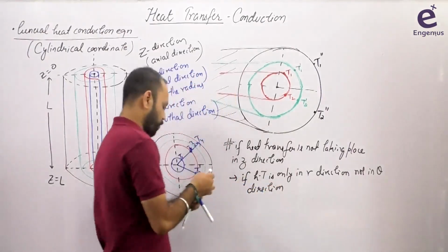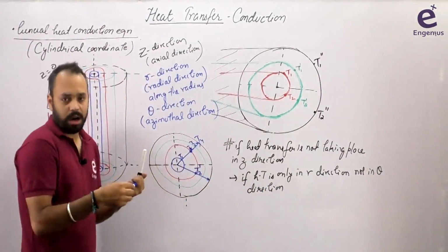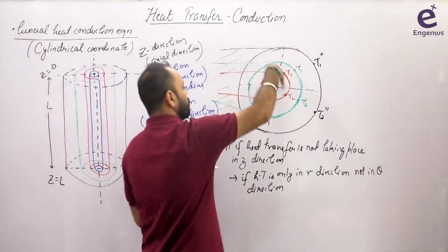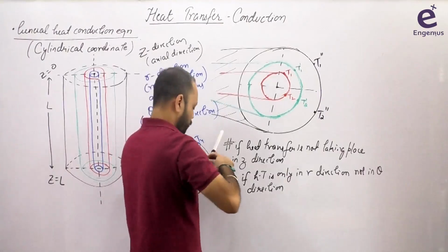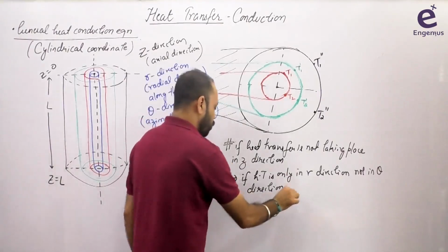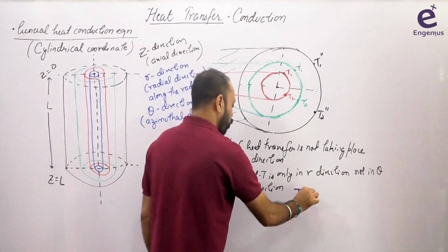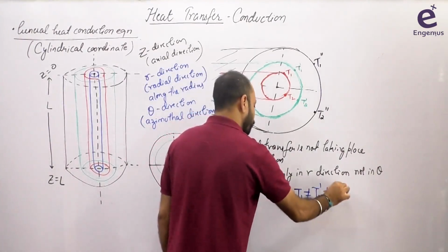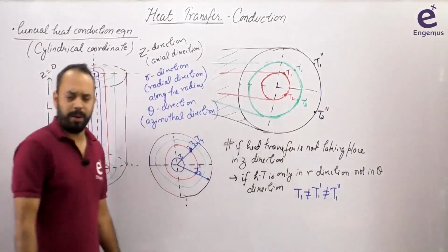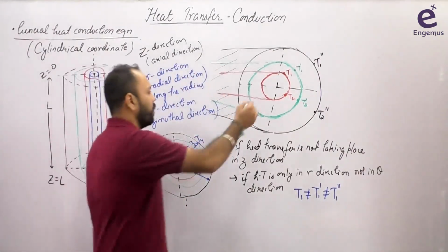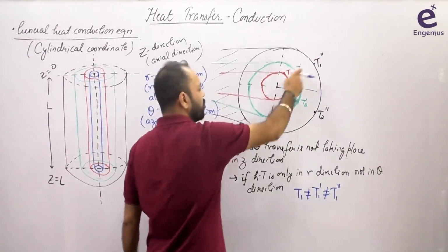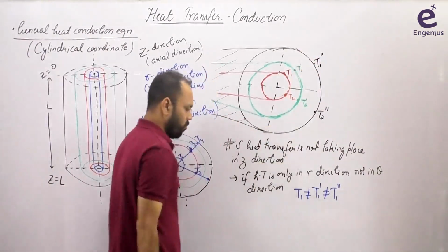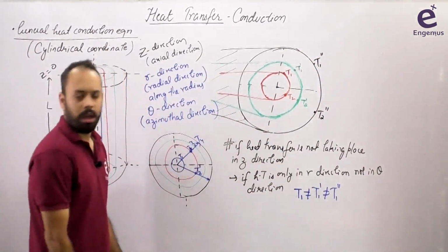What can you say about this now? If heat transfer is only taking place in r direction, meaning the radial direction, which is this, then obviously T1 will not be equal to T1 dash, which will not be equal to T1 double dash. You may ask, sir, which will be greater? It depends upon the direction of heat transfer. If heat is being conducted in this direction, this will be highest, this will be lower, this will be lowest. But you can say that they will be unequal.